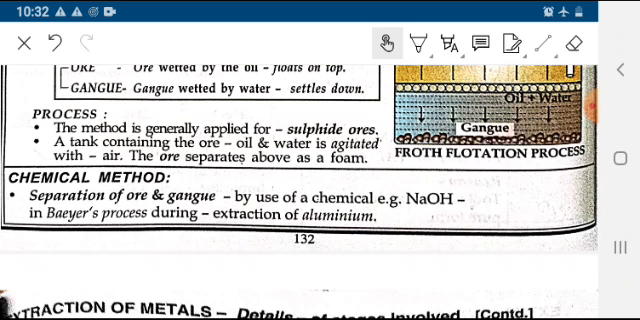Chemical method. It is the separation of ore and gangue by the use of a chemical, that is NaOH. As you can see in Bayer's process during extraction of aluminium. Separation of ore is also done in the extraction of aluminium with the help of NaOH.